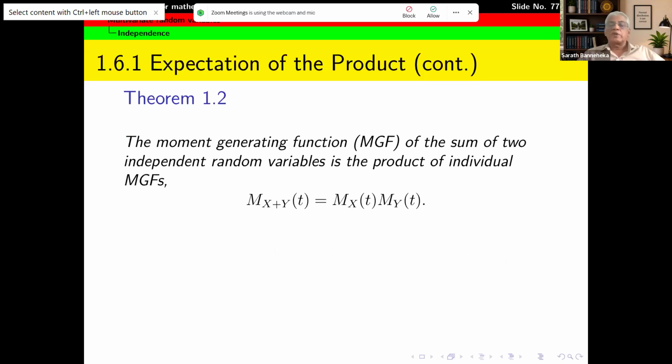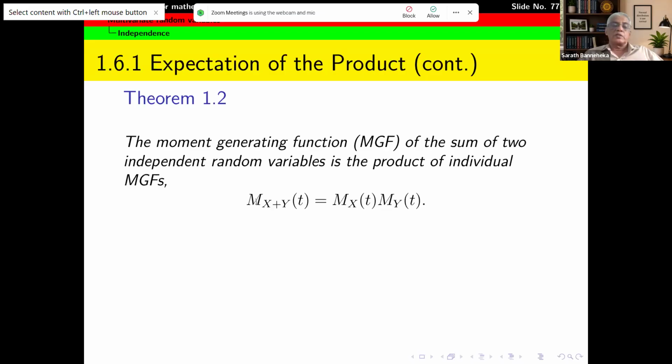Another important result comes when x and y are independent, for the moment generating function. We will talk about the joint moment generating function, which will be denoted by M_{X,Y}(t1, t2). That's how we will define the joint moment generating function. Here, what we are looking at is the moment generating function of one variable, and that variable is x plus y. Suppose you have two independent random variables, x and y, and you are interested in x plus y.